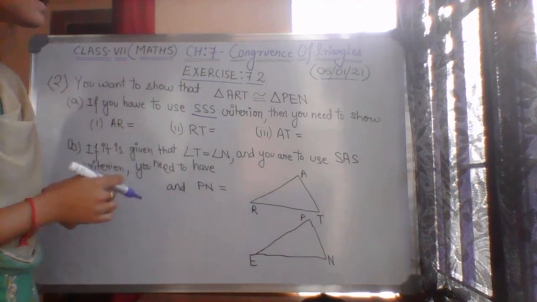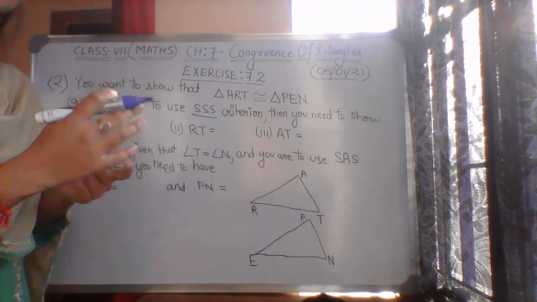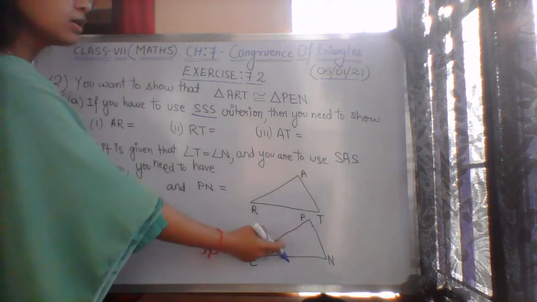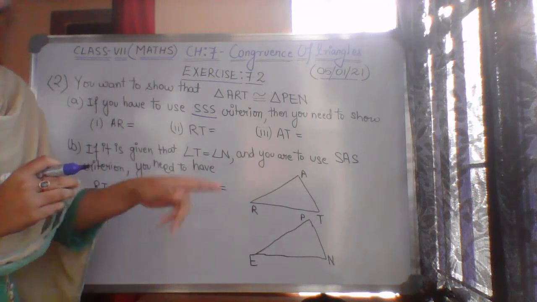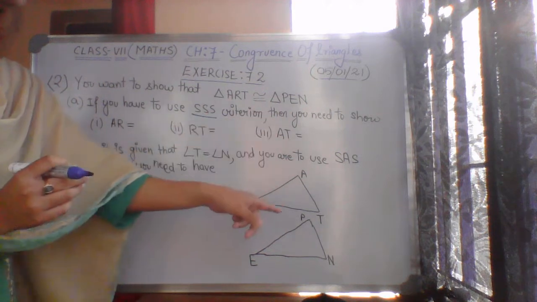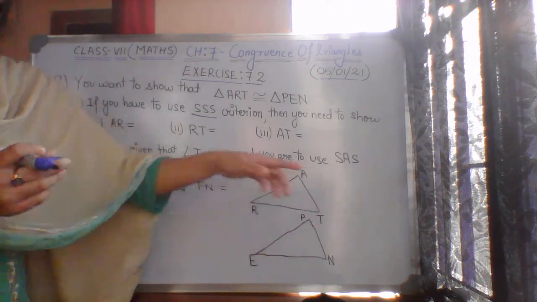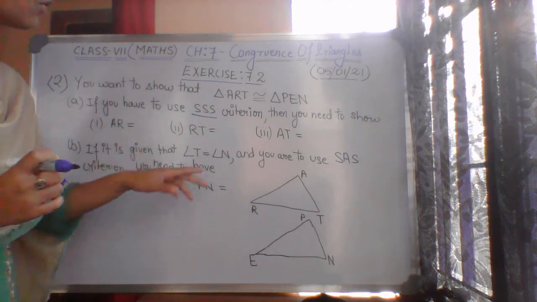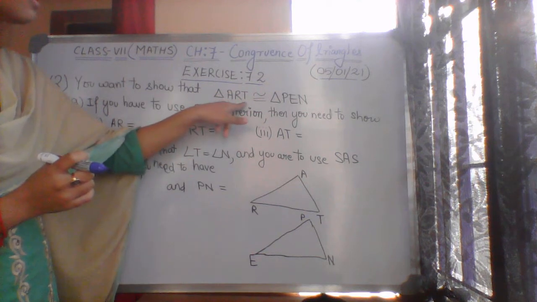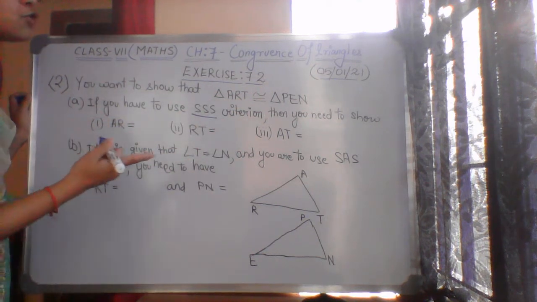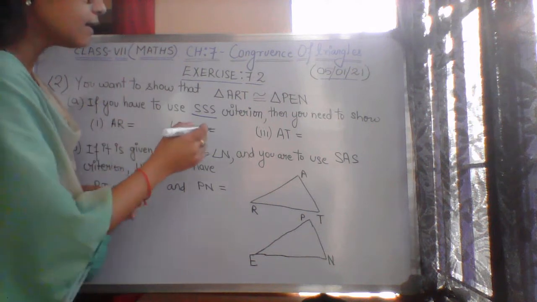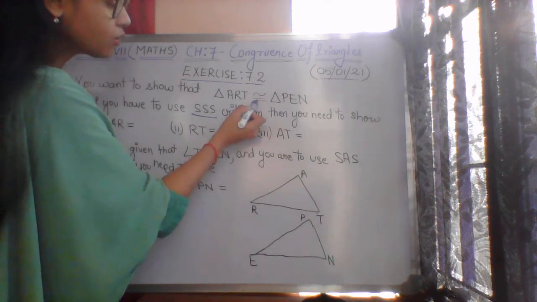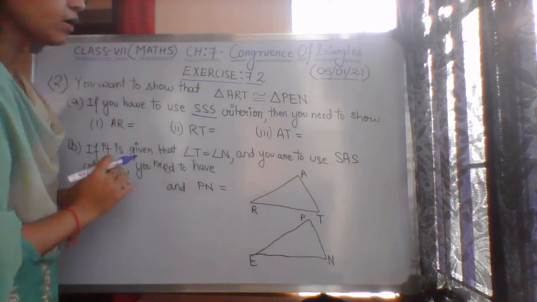You can easily see SSS means side, side, side. So you have to show one side of this triangle is equal to one side in the other triangle. Similarly, the second side is equal to the second side of the second triangle. In this way, all three sides you have to show equal. Then only you can show SSS criteria over this. So what are the sides you have to show are equal? It is told ART is congruent to PEN.